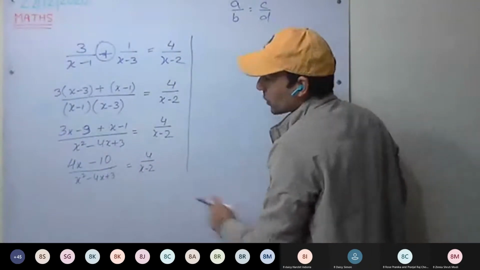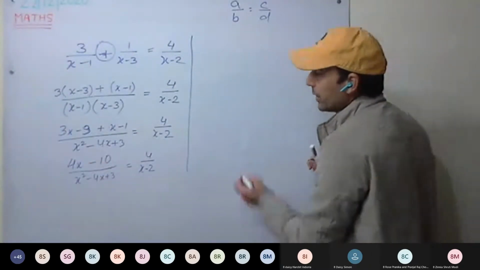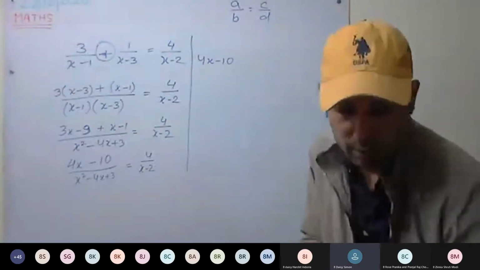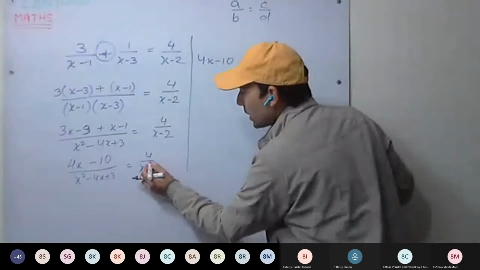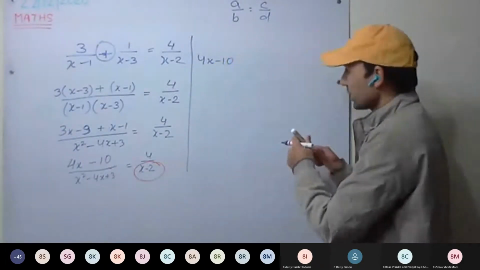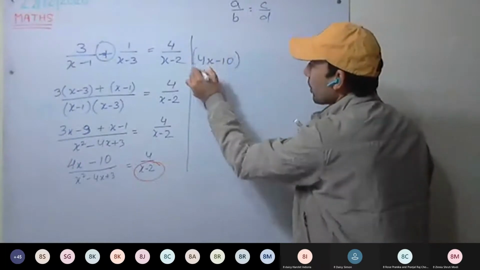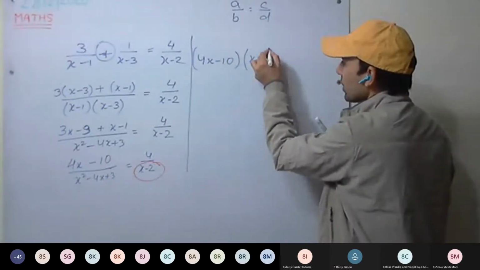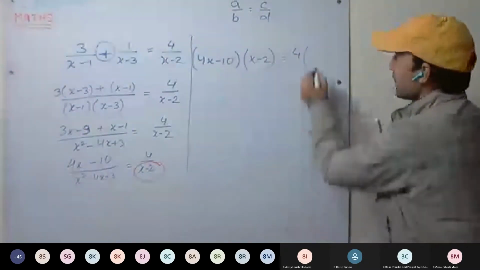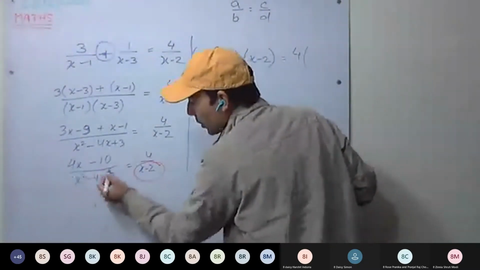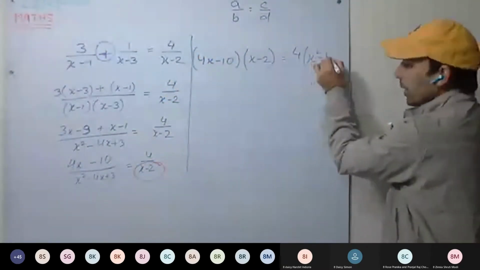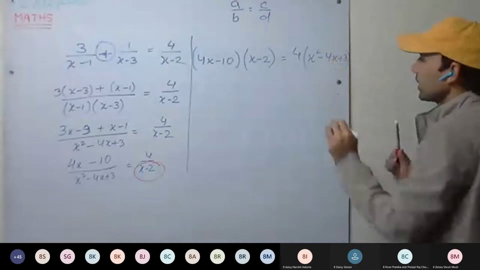Now cross multiply. So 4x minus 10 will be multiplied with x minus 2, because this is the denominator on the right hand side, so it will become numerator on the left hand side. So big bracket x minus 2 bracket. And here 4 into, this is in the denominator on the left hand side, it will come in the numerator. So x square minus 4x plus 3. Okay.